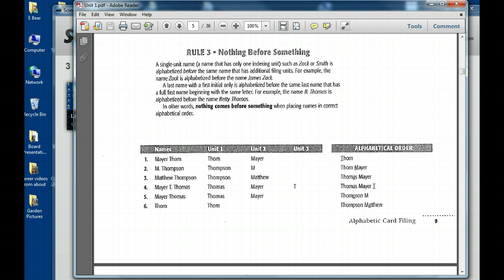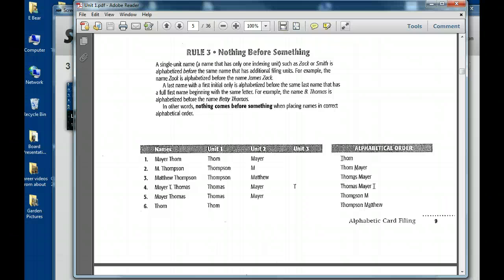Rule 3, nothing before something. A single unit name, a name that has only one indexing unit, such as Zach or Smith, is alphabetized before the same name that has additional filing units. For example, the name Zach is alphabetized before the name James Zach.